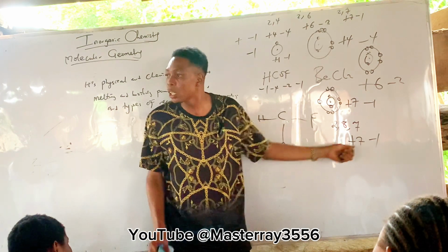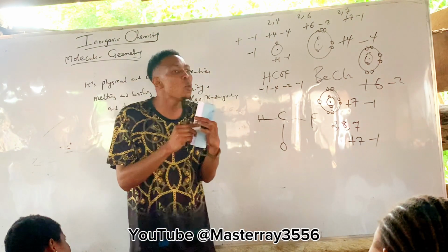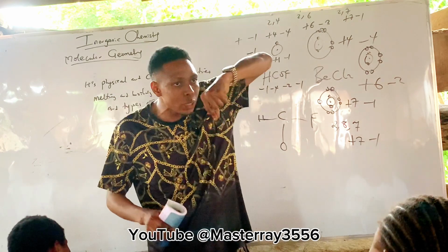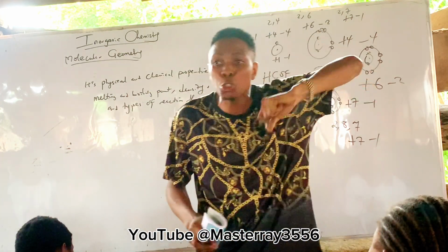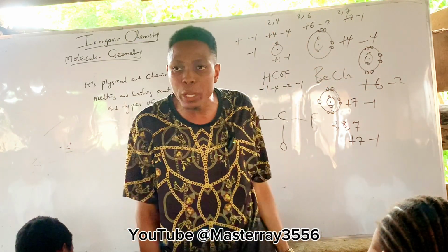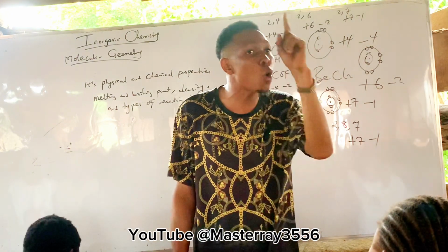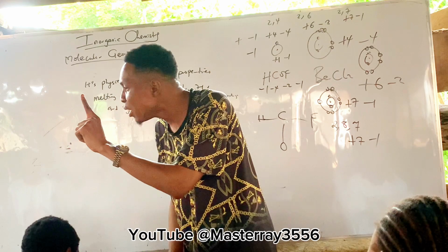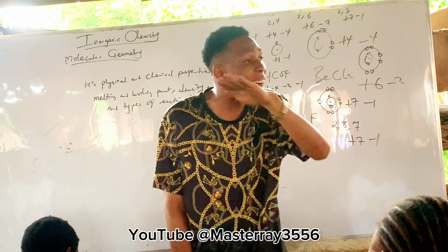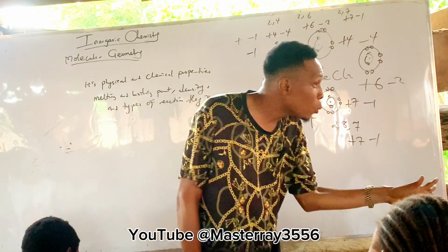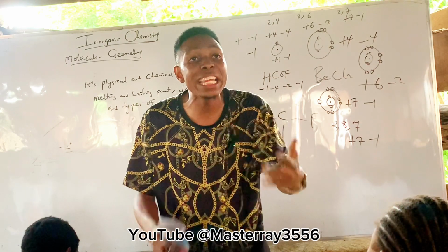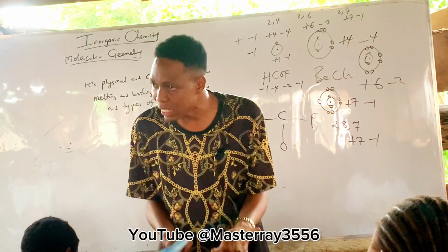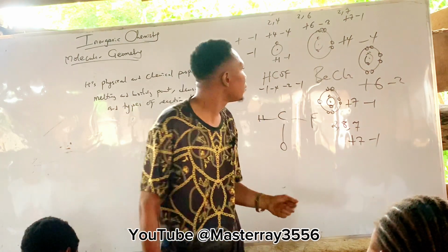Are you following? So I say when you want to determine which element will stay at the middle, the element known as the central atom, the first thing that you consider is the element with the least atom. Are you getting me? If all of them have equal atoms, you now use the element with the least electronegativity. Are you following? Yes.